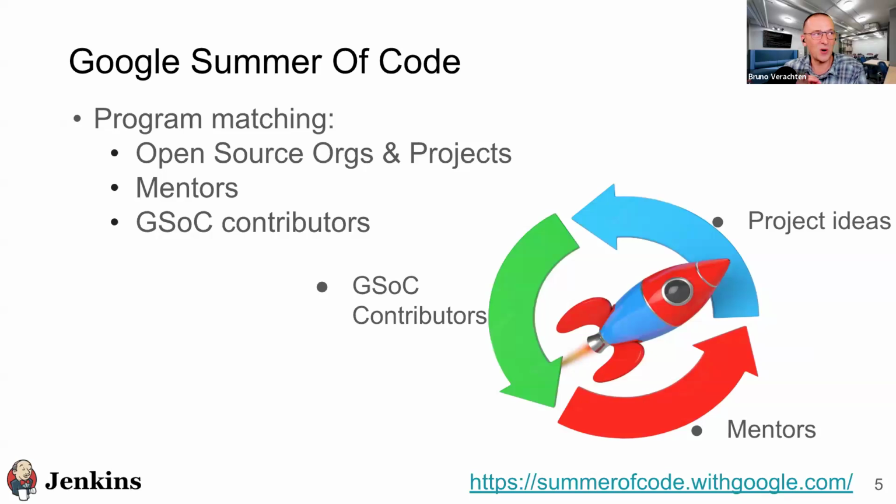So what is Google Summer of Code? That's one of lots of Google programs. This one has the goal of matching open source organizations and projects with mentors and GSoC contributors. Each open source organization which is interested in being part of Google Summer of Code proposes some ideas to Google Summer of Code. And then we also reach out to people able to be mentors during the summer, so regular Jenkins contributors, people already part of this huge ecosystem. And then we'll try to match them with GSoC contributors.